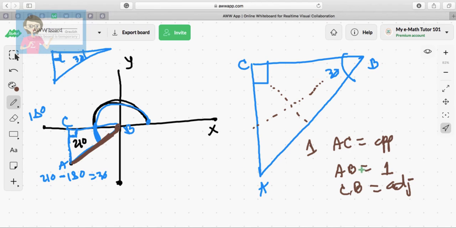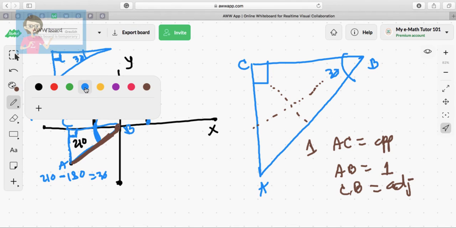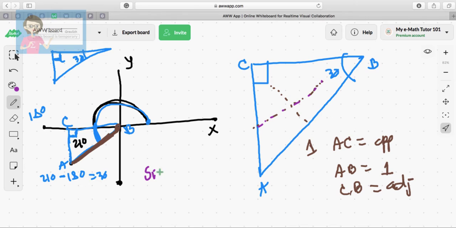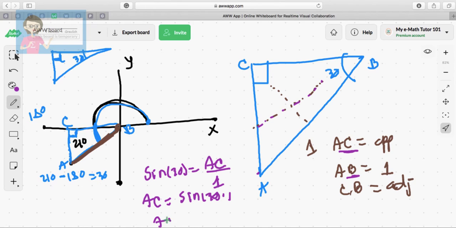Now, if I want AB, again, I can use SOHCAHTOA, and I can say the sine of 30 is equal to the opposite, AC, over the hypotenuse. The hypotenuse is just 1. Again, AC is equal to what? Sine of 30 times 1. AC is equal to sine of 30. We already figured out that that was 1/2 times 1, right? So I already know that AC is going to be equal to 1/2.